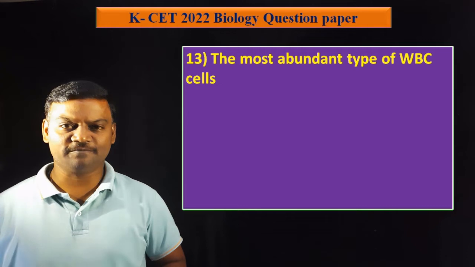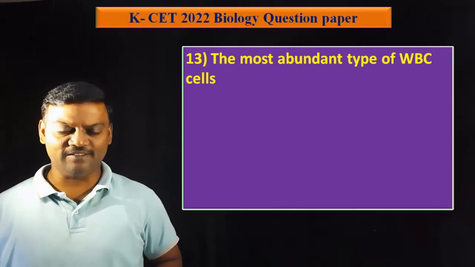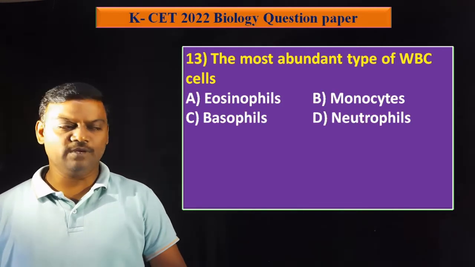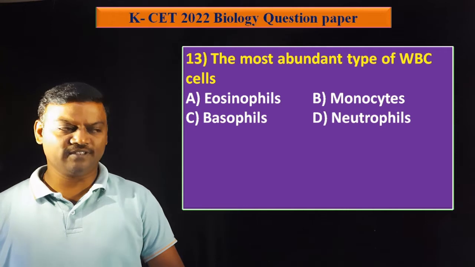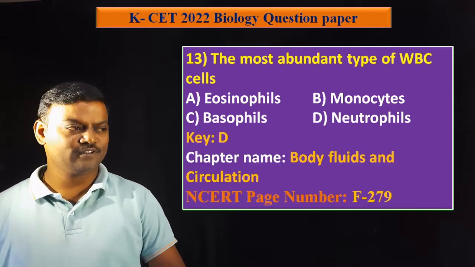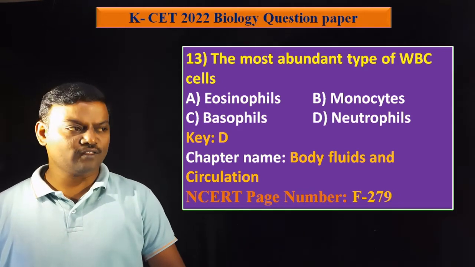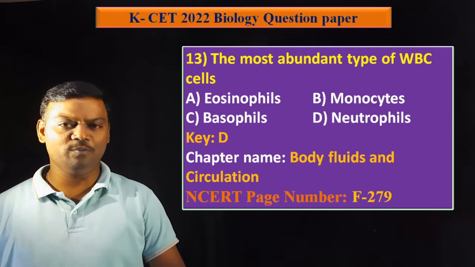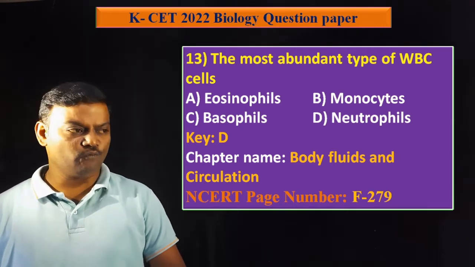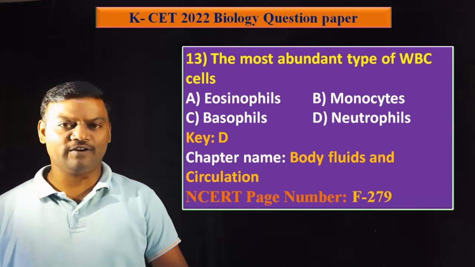Question number 13. So the most abundant type of WBC cells. Option A, eosinophils. Option B, monocytes. Option C, basophils. Option D, neutrophils. The correct answer is option D. So neutrophils are the most abundant type of WBC in humans. It is a question from Body Fluids and Circulation, NCERT page number 279.